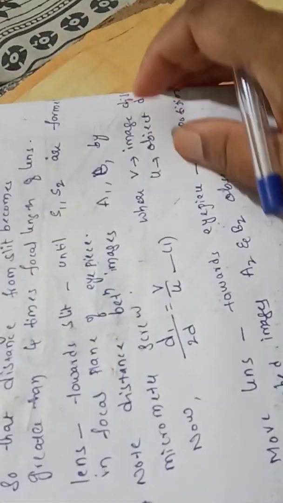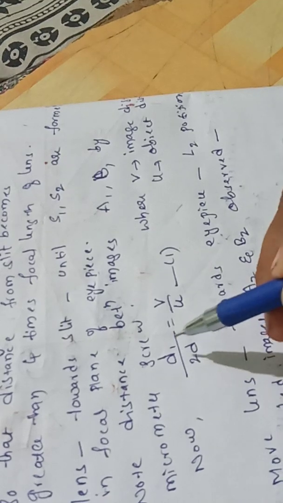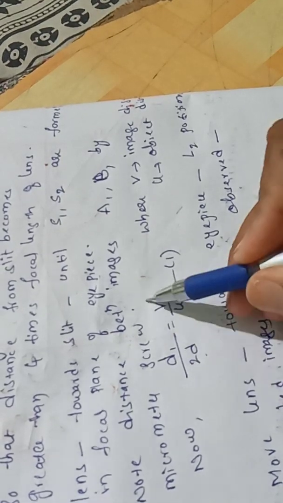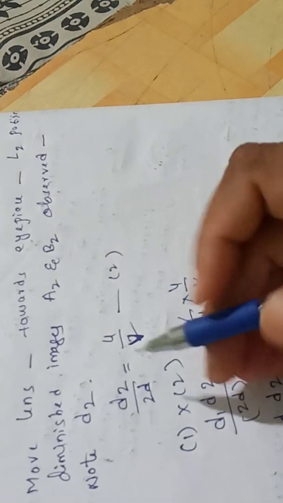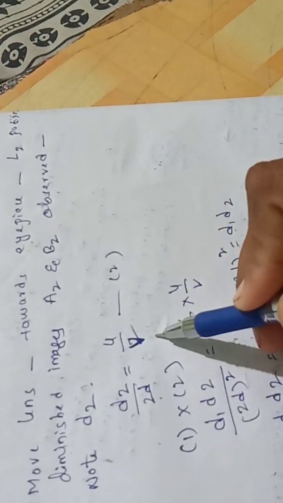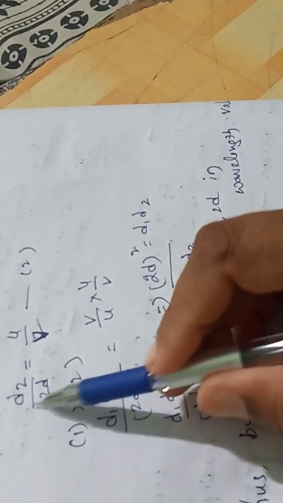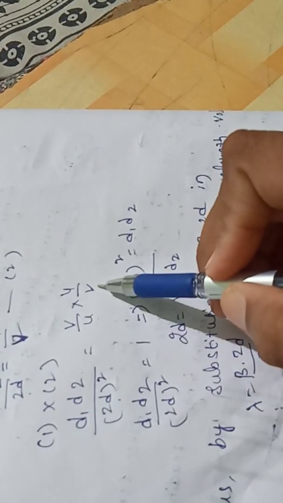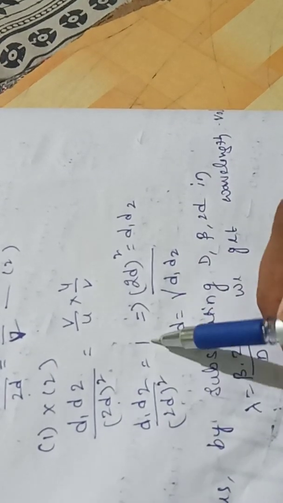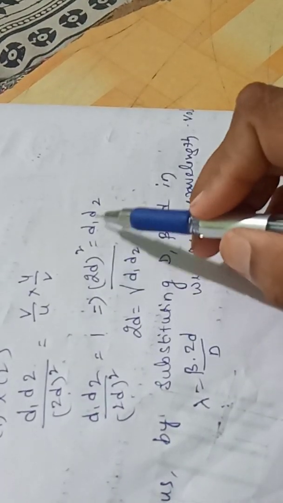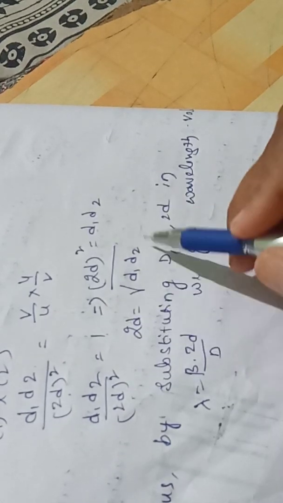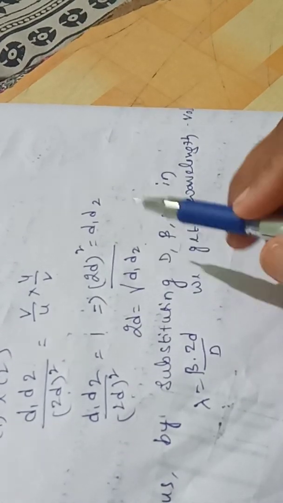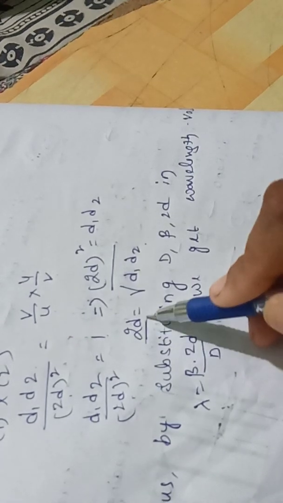Now after noting d1 and d2, by using the conjugate foci principle we write d1 by 2d equal to v by u, and d2 by 2d equal to u by v. We multiply: d1 d2 by 2d whole square equal to v by u into u by v, which equals 1. So 2d whole square is equal to d1 d2, or 2d equal to under root d1 d2. In such a way, we got the value of 2d.